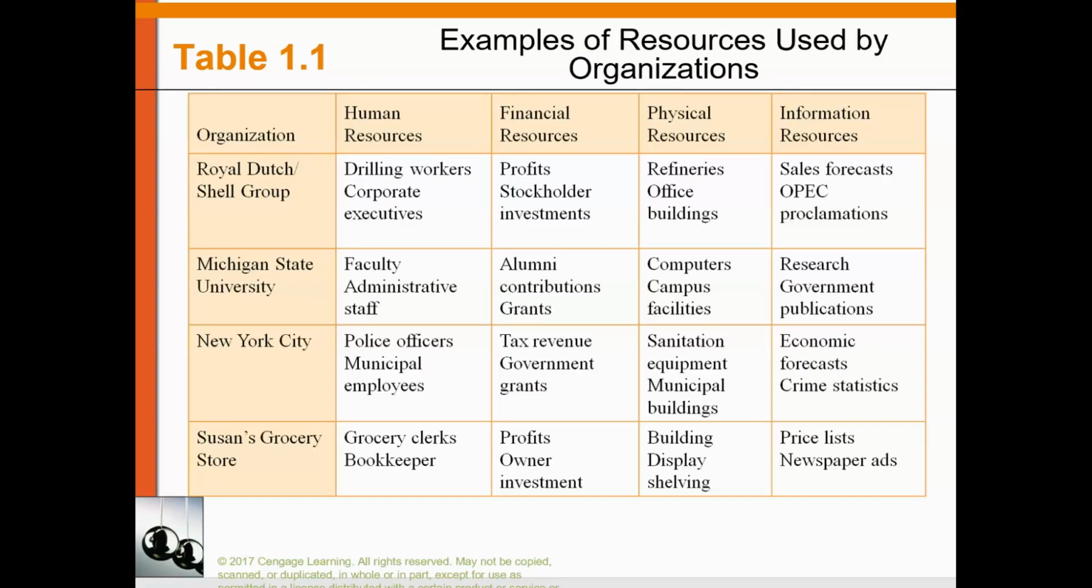Here are some examples of resources used by organizations. So we see we have 4 different types of organizations. We have a corporation at the top, Royal Dutch Shell. We have a university, which would be a nonprofit. We have a city, and we also have a small business. And for each of these, you can see the different examples of human resources, financial resources, physical resources, and information resources that are used by organizations.